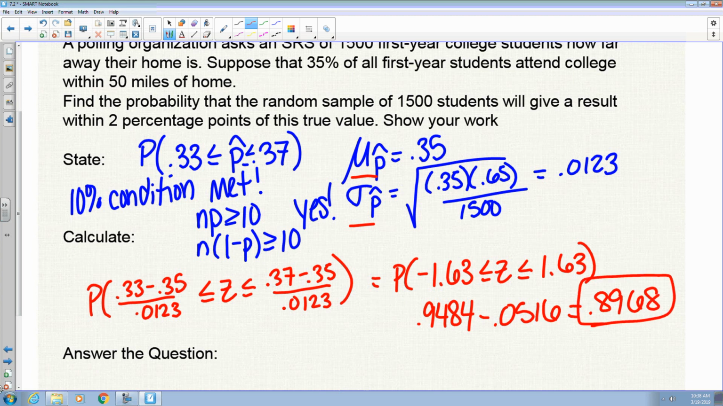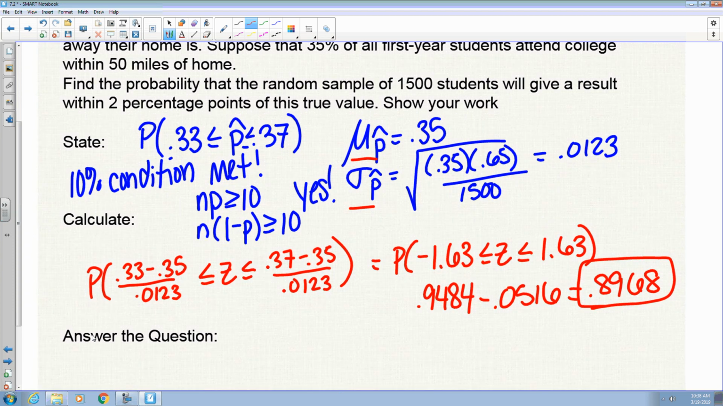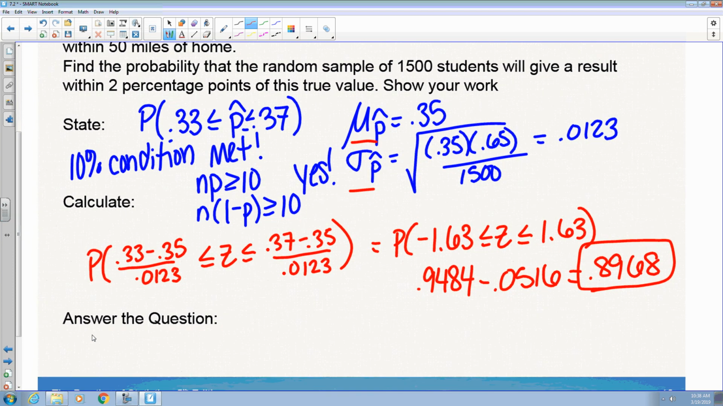So what is that even telling us? We just did all these calculations. What are we even answering? That's the last thing: answer the question. Find the probability that a random sample of 1,500 students gives a result within 2 percentage points of the true value of 35% living within 50 miles.